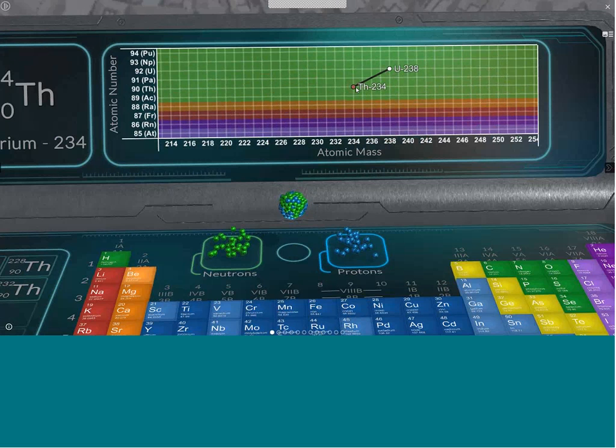Now you can see we did an alpha decay, and so we lost 4 things. We lost 2 neutrons and 2 protons. So that reduces our atomic mass by 4. So you can see we've jumped from 238 back to 234. And 2 of those things that we lost were protons, so our atomic number has dropped from 92 to 90. So we've actually changed elements.